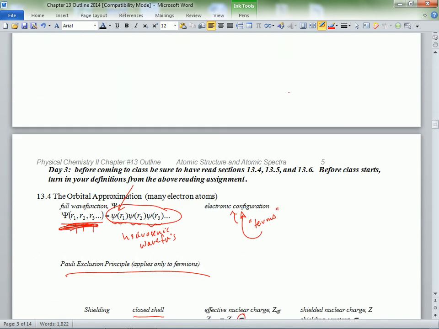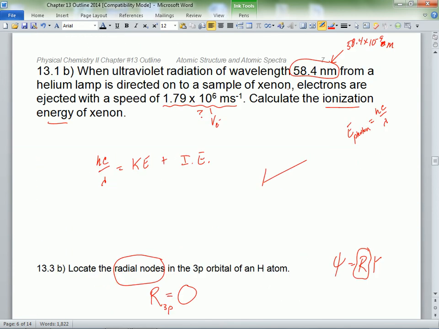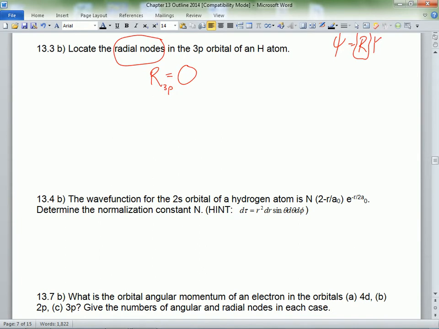We can come back and finish these. I just wanted to get a starting point on these guys. So you have a starting point, right? How about 13.4b? You like that? Express as wave function. That's the wave function.